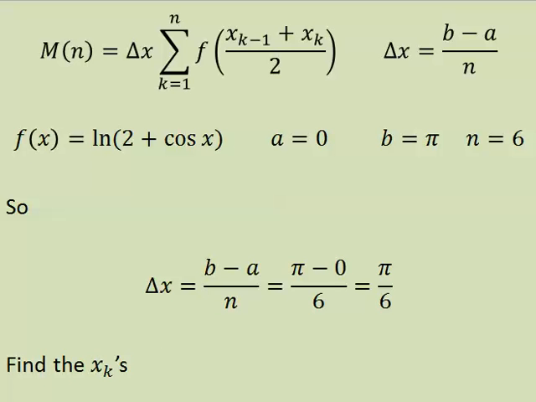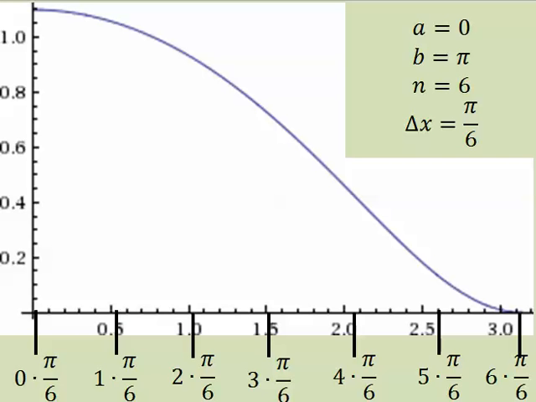subintervals. I first calculate what delta x is. It's just going to be pi minus 0, so that's the length of my interval, divided by the number of subintervals, so pi divided by 6. I'm going to use that pi over 6 to find my xk's. And so my xk's are just multiples of pi over 6 because I'm starting at 0.